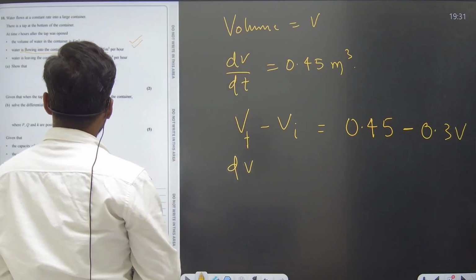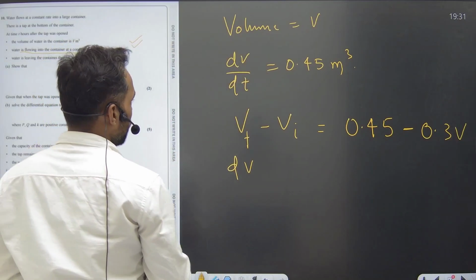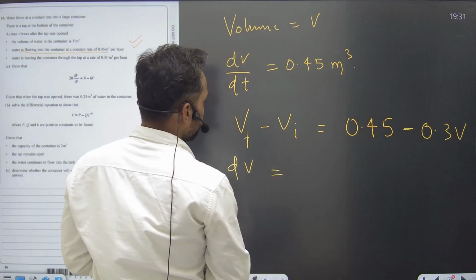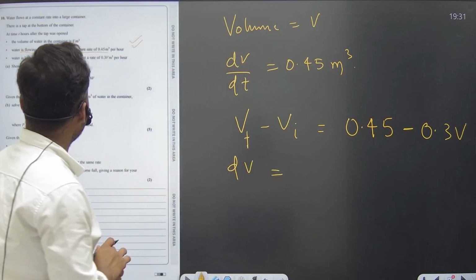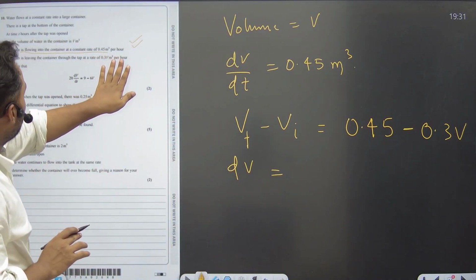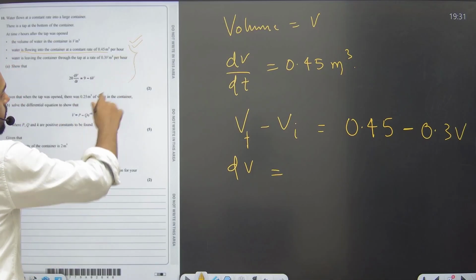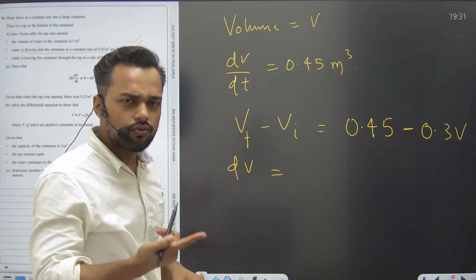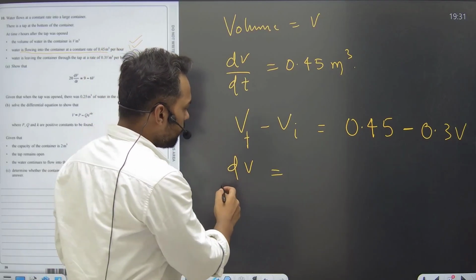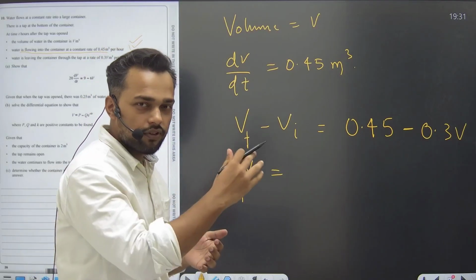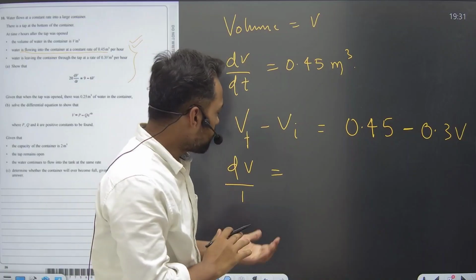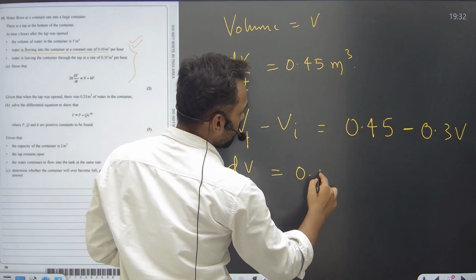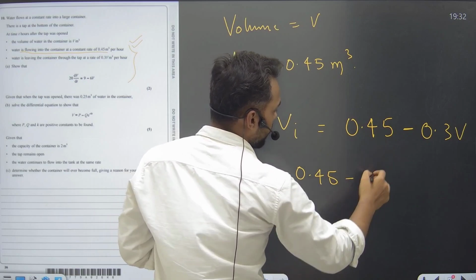So dV equals, we are not considering the time here because they have asked for per hour, so dt will be 1 hour. If you want, you can write it as 1. The difference between the times is 1 hour, so it will be 1 only. So dV by dt equals 0.45 negative of 0.3V.